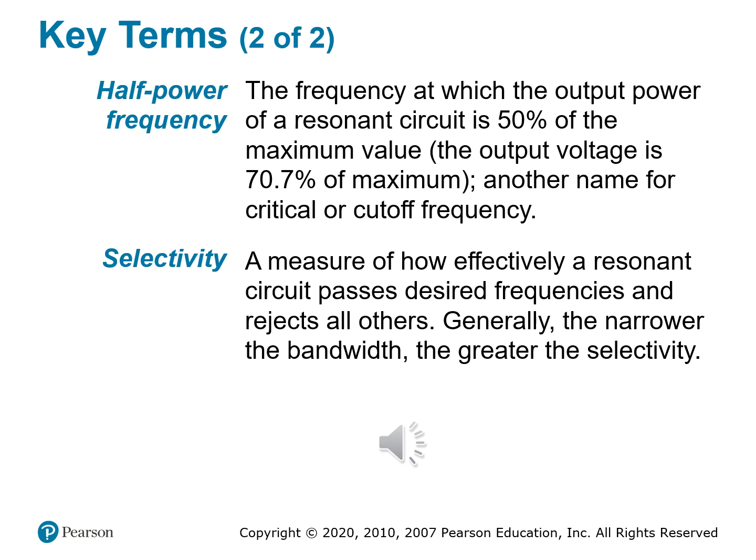And the next term, or the last term, is selectivity, a measure of how effectively a resonant circuit passes desired frequencies and rejects all others. Generally, the narrower the bandwidth, the greater the selectivity.